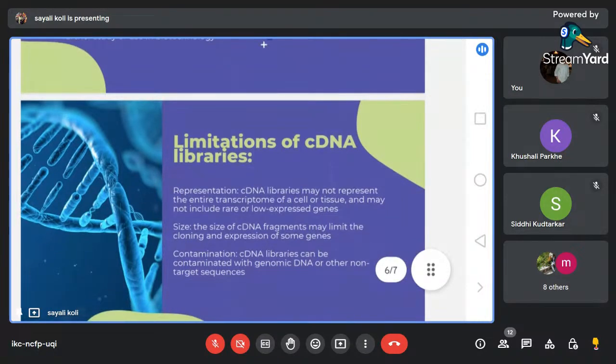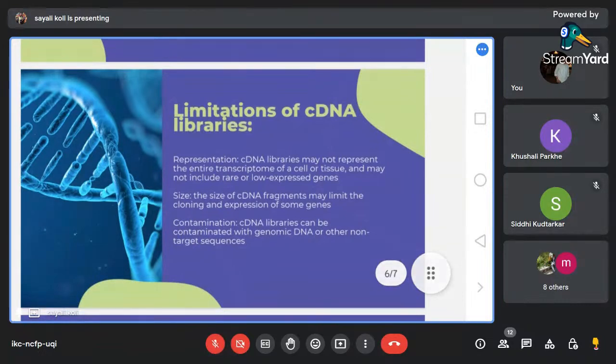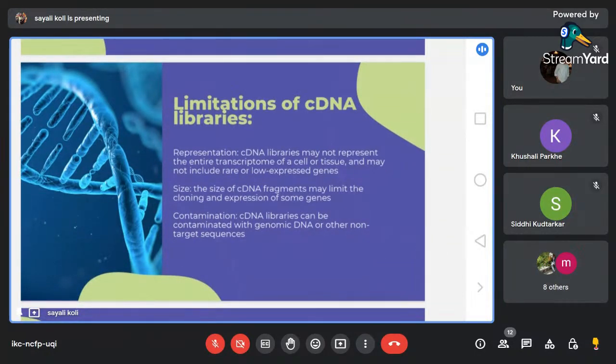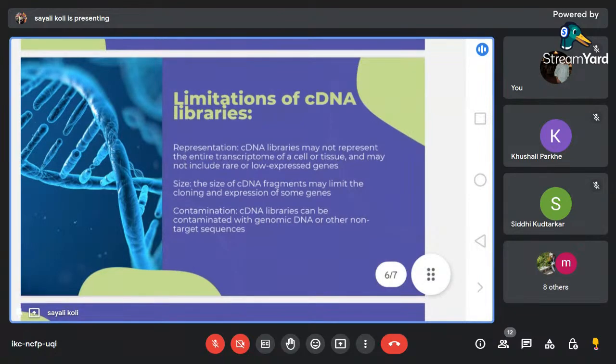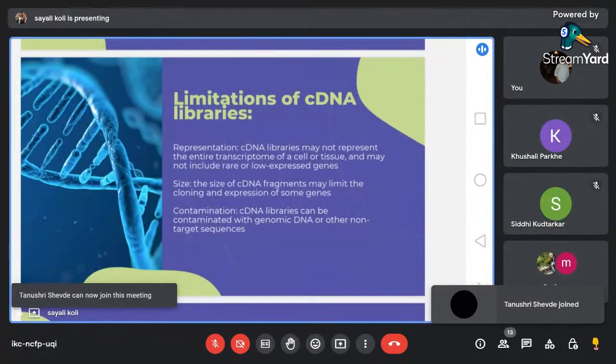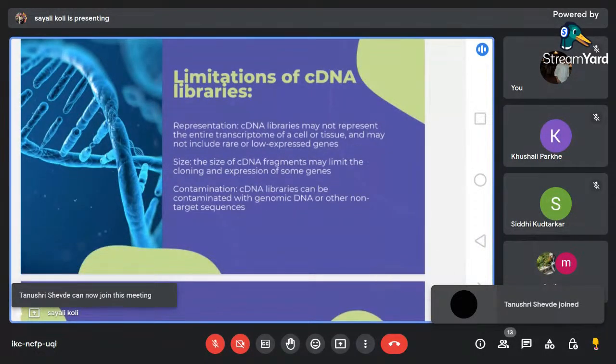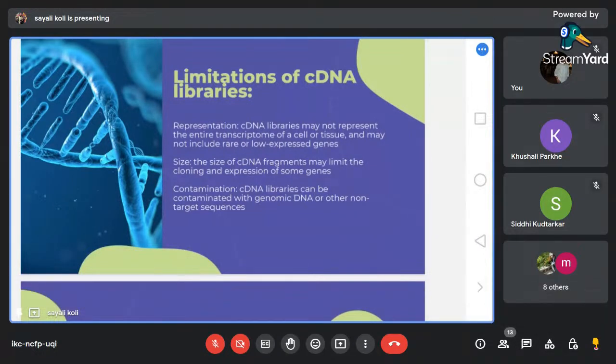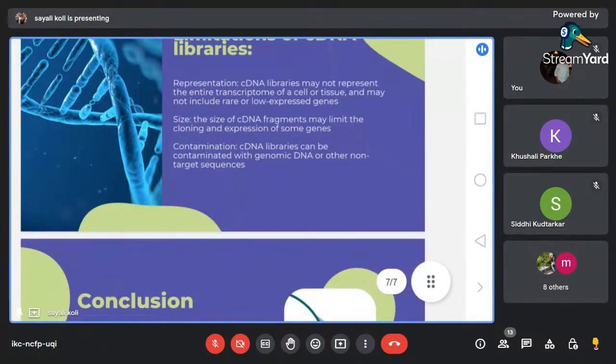तो जैसे इसका एडवांटेजेस है, इसका डिसएडवांटेजेस भी है. तो डिसएडवांटेजेस या फिर इसको हम लोग लिमिटेशंस बोल सकते हैं. तो रिप्रेजेंटेशन, तो cDNA libraries may not represent the entire transcriptome of a cell or tissue क्योंकि इसमें सिर्फ कोडिंग सीक्वेंसेस दिखेंगे and may not include rare or low expressed genes. The size of cDNA fragment may limit the cloning and expression of some genes and contamination भी हो सकता है. cDNA libraries can be contaminated with genomic DNA or other non-target sequences.